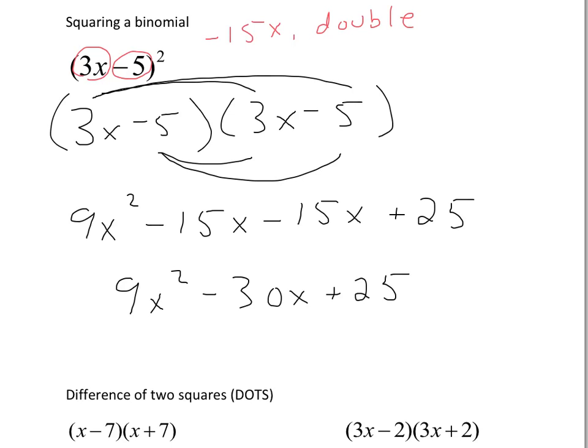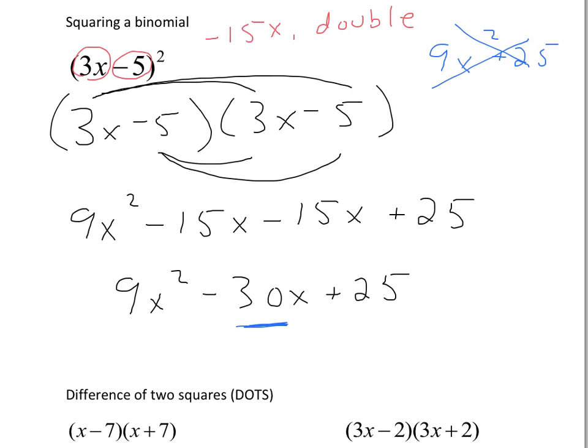Something that people often do when they see 3x minus 5 squared is they just square the first one and square the second one and call that the answer. 9x squared plus 25. But that's wrong because you've left out the middle term. You've left out this minus 30x. So do not do that. Make sure you write out the two binomials, square them, and get this minus 30x for the middle term.